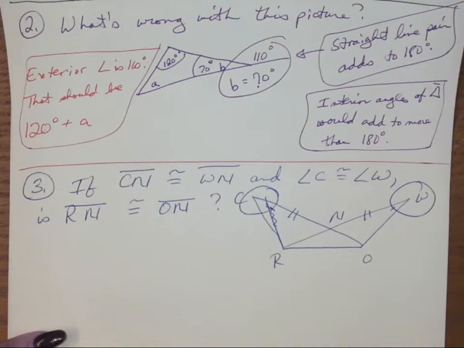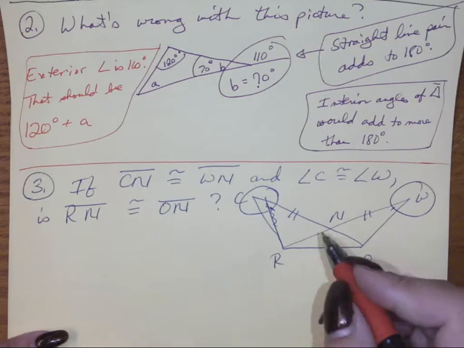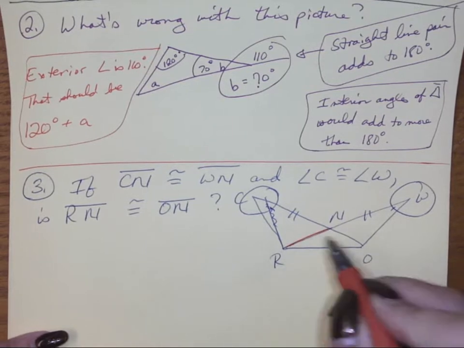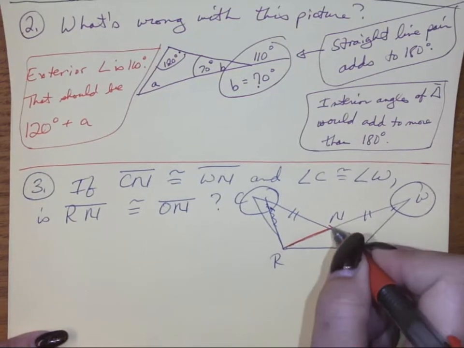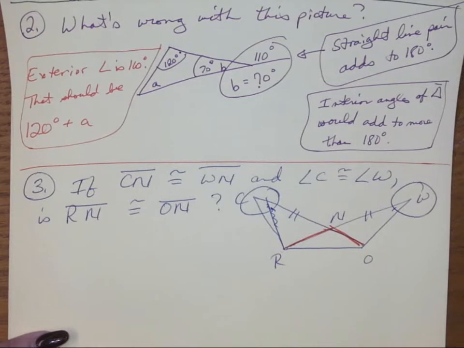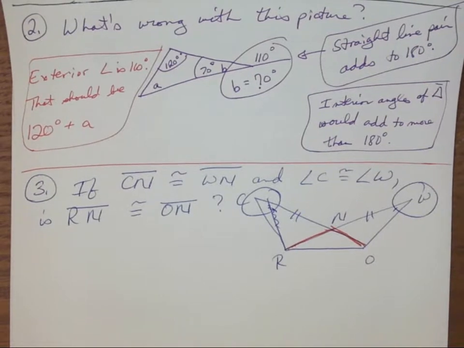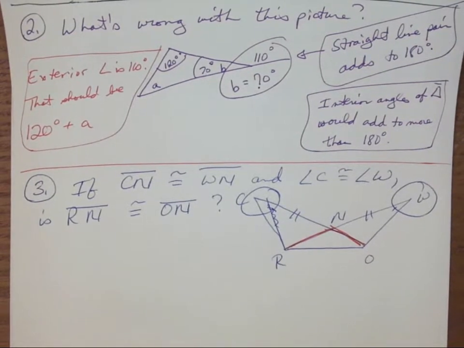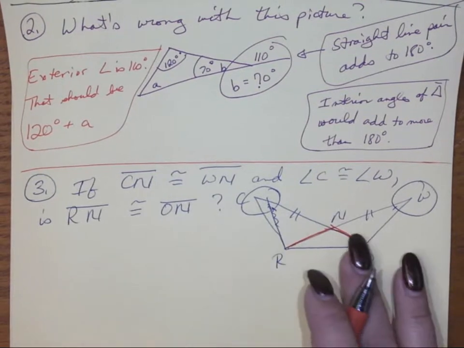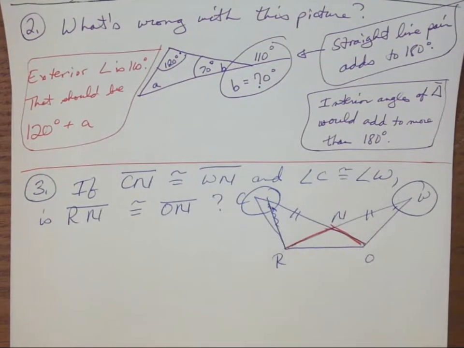So they want to know whether or not RN, which is this little piece here, is congruent to ON, which is this little piece here. It doesn't look like it in my picture, but hopefully we'll see whether or not it is. So it comes down to, can I do something with this and make it be? Okay. So there's actually these larger scaling triangles here that I'm dealing with.